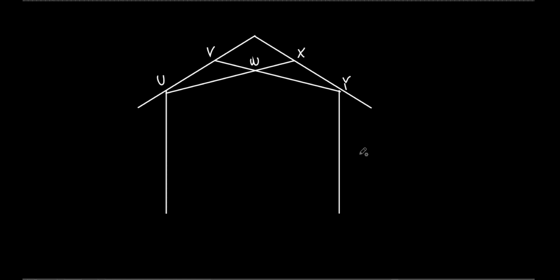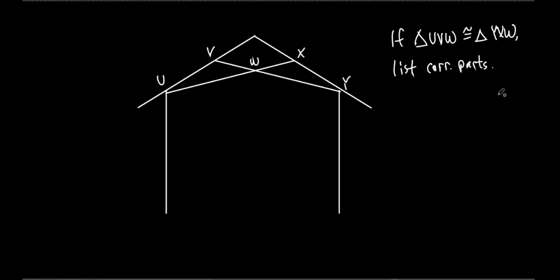So let's do this. It says, if, that's a lot to draw just for this little example, but this is what they have in the book, so we'll write it down. So if triangle UVW is congruent to triangle YXW, it says list all the corresponding parts.